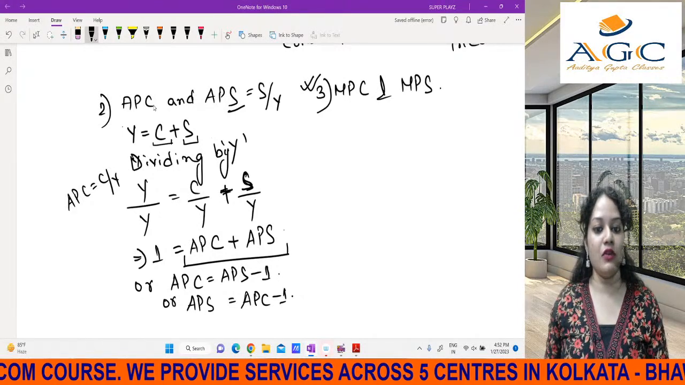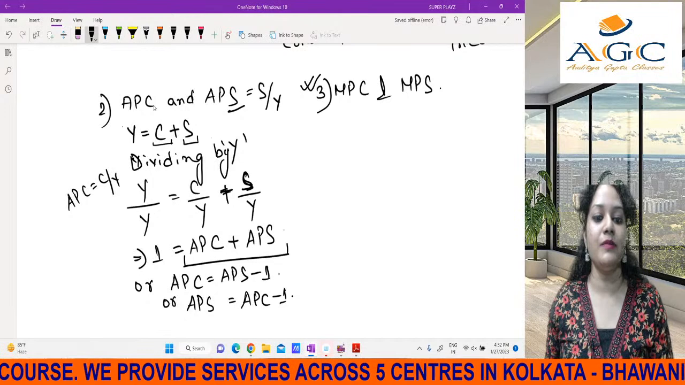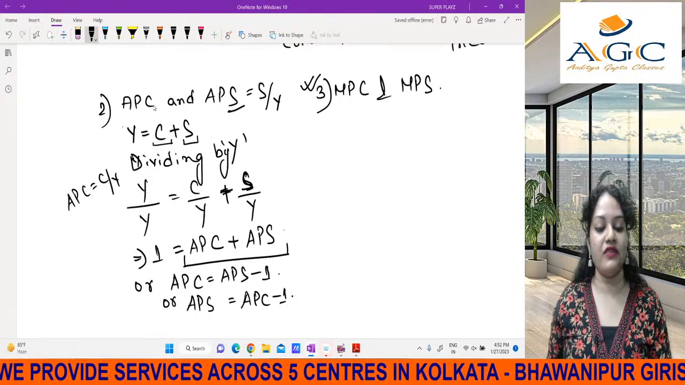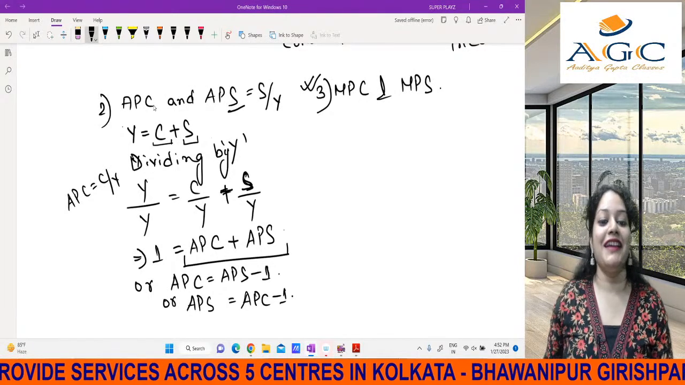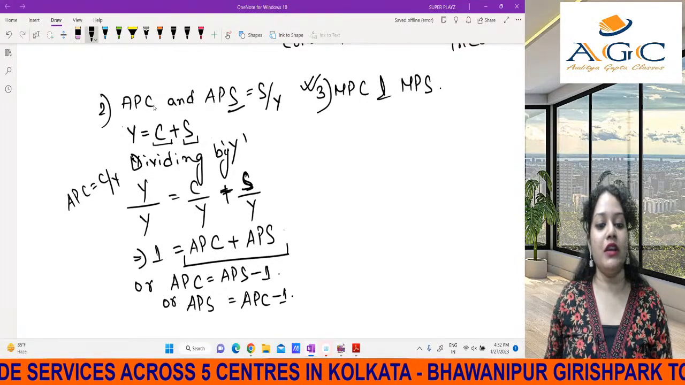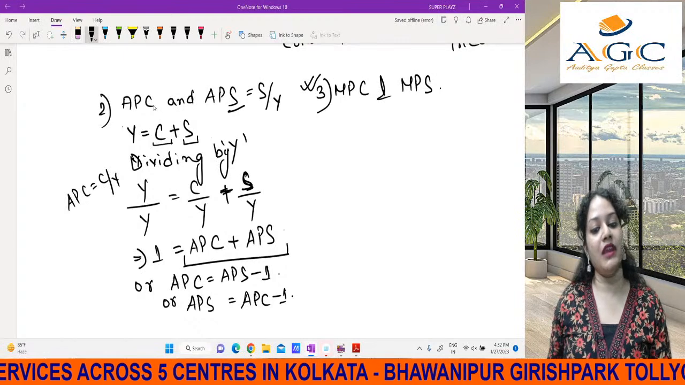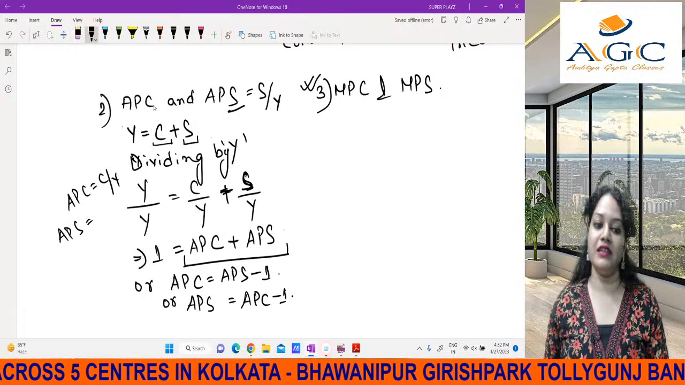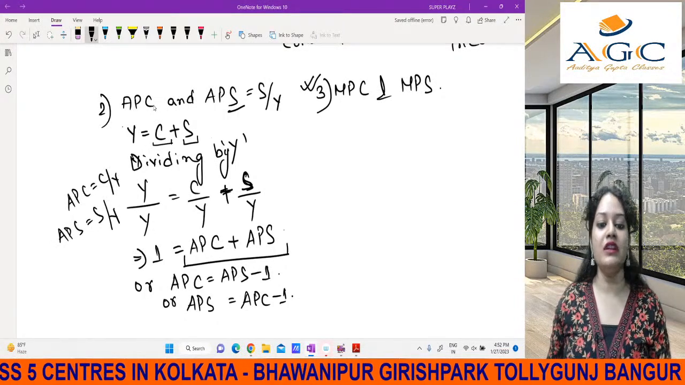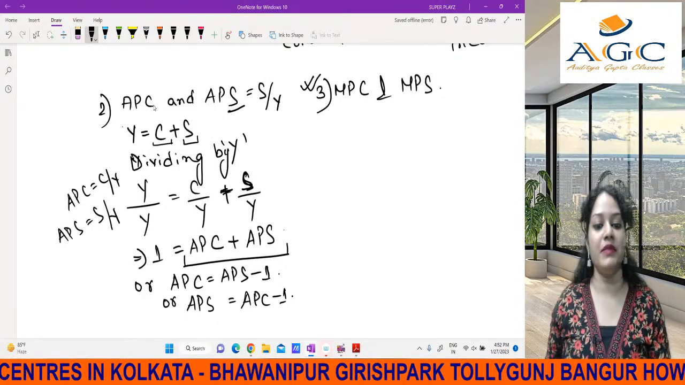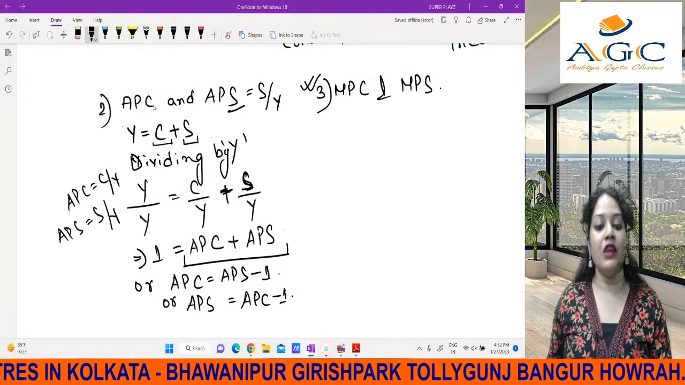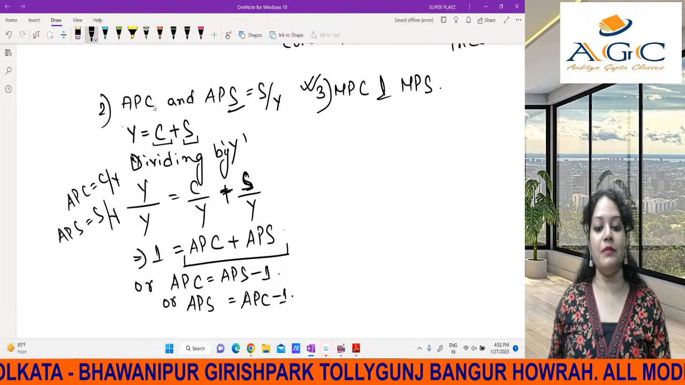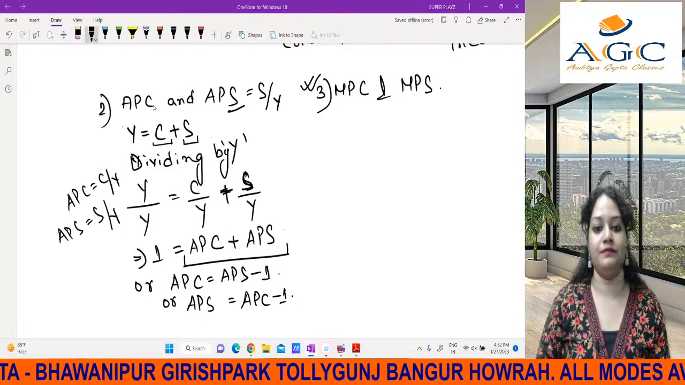Then in the next line, what are we doing? We are dividing both the sides by Y. So Y by Y is equal to C by Y plus S by Y. Now C by Y is what? Our formula for APC is C by Y, and our formula for APS is S by Y. So we are writing down the terms in place of C by Y and S by Y. Or what happens? APC is equal to APS minus 1, or APS is equal to APC minus 1.